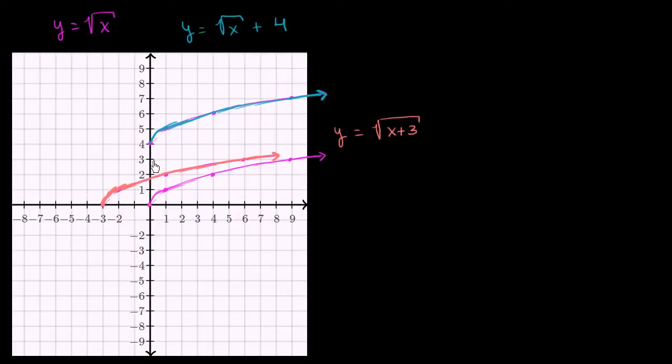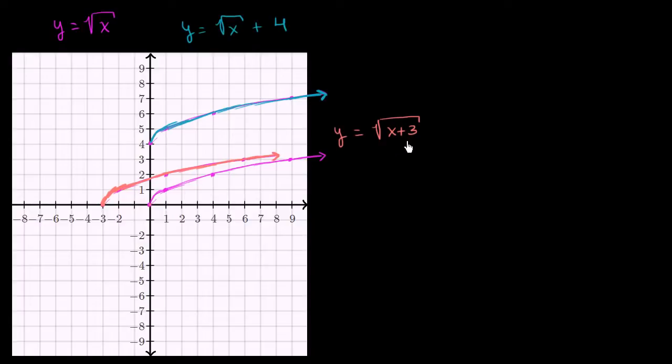This is actually true for functions in general. If you just add a number out here, say a 4, whatever you add is going to shift it up or down. If this was a minus 4, it would have shifted it down. But when you replace the x with an x plus 3, this actually shifted it to the left by 3. If you wanted to shift it to the right by 3, you would put an x minus 3 over there.